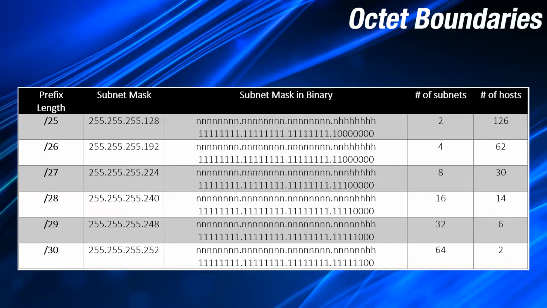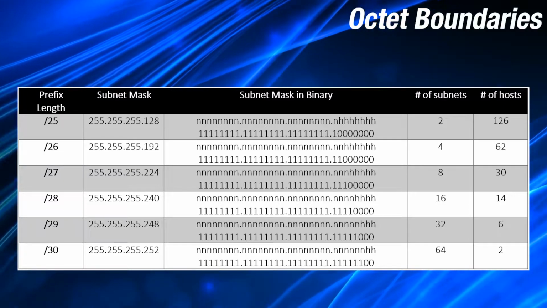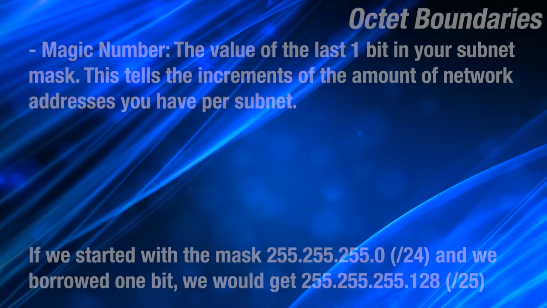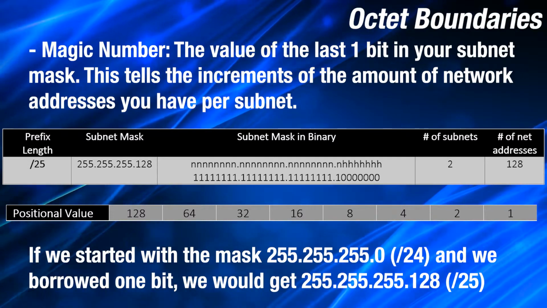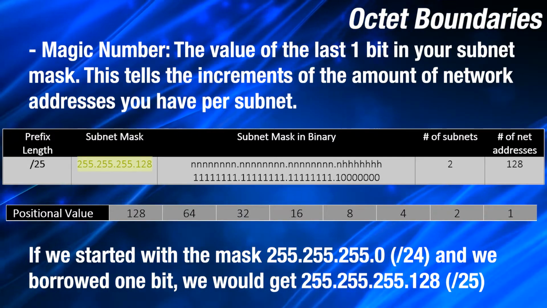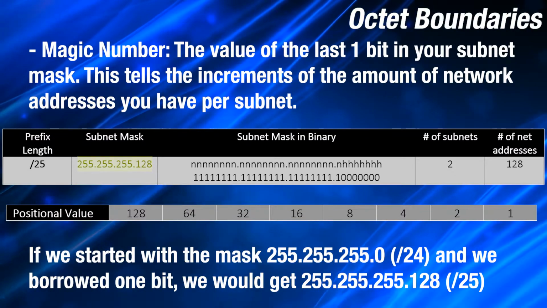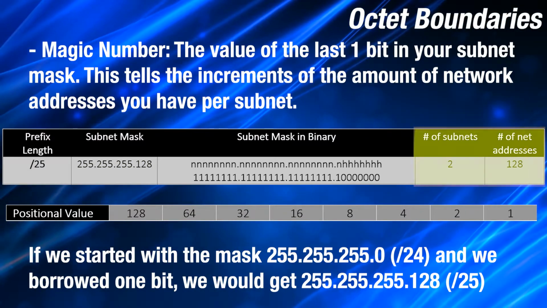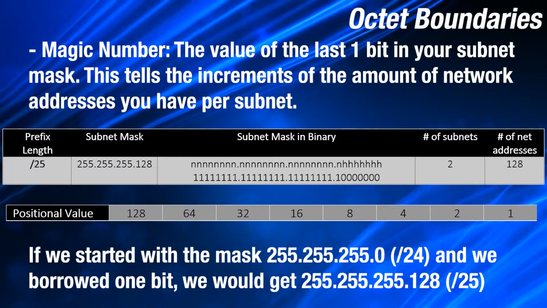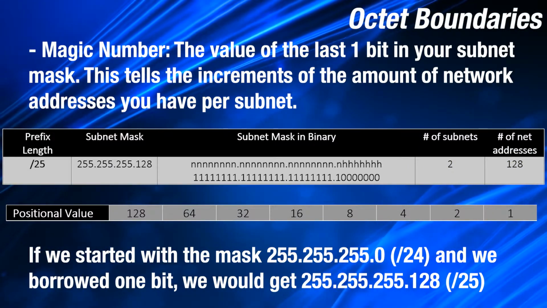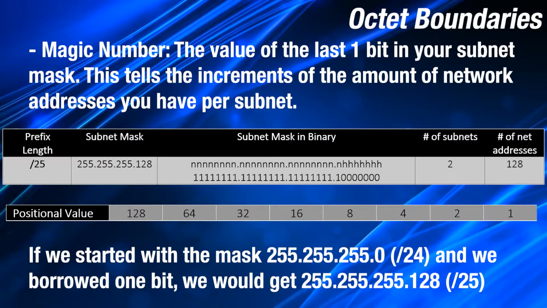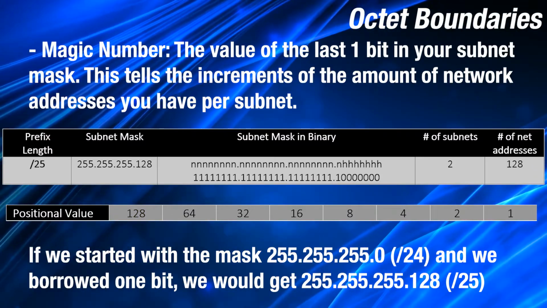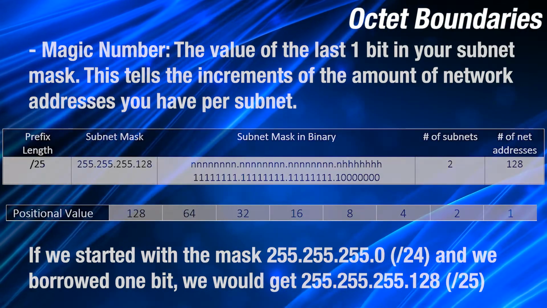If you want to know how the subnets will go in increments, we can look at the magic number. The magic number is the value of the last bit in your subnet mask. If we look at what we borrowed, 128. Our subnet mask has changed to 255.255.255.128. This means that our network went from one network with 256 addresses to two networks with 128 addresses each. Notice this bit. If we look at our positional notation chart, we observe that the value of the last bit is 128, hence the magic number.